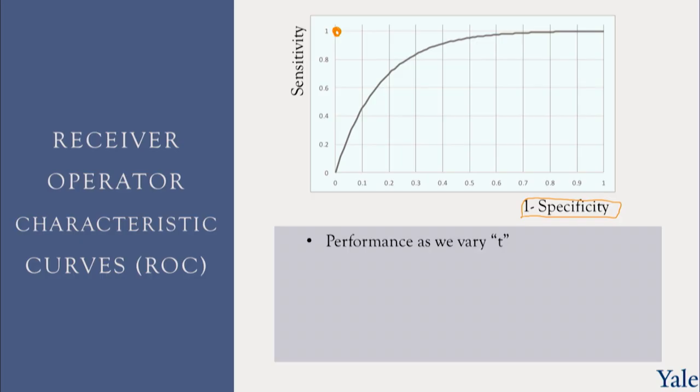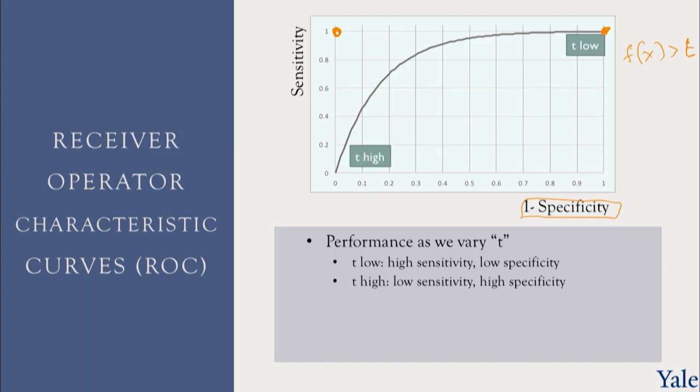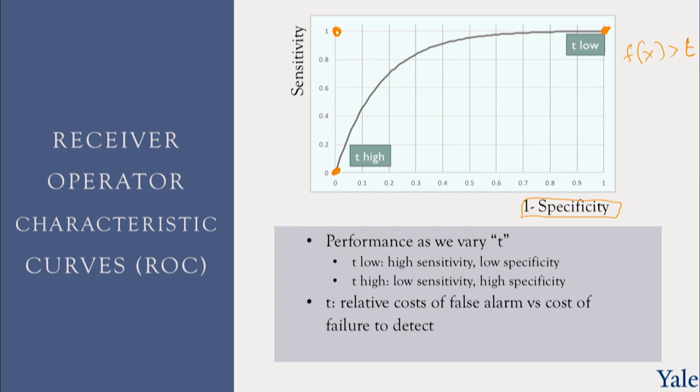So what happens is that we plot the performance of our detector. Remember, our detector is f(x) > t as we vary this value t. If we set t very low, we have perfect sensitivity. We don't miss anything, but we'll have lousy specificity. If we set t very high, we end up at the opposite end. We have excellent specificity, but we have lousy sensitivity. And if we vary t, we end up with this curve. This is what's called the receiver operating characteristic curve, and that shows us the pairing of sensitivity and specificity. And the way we set t is based on the relative cost of false alarms versus failure to detect.